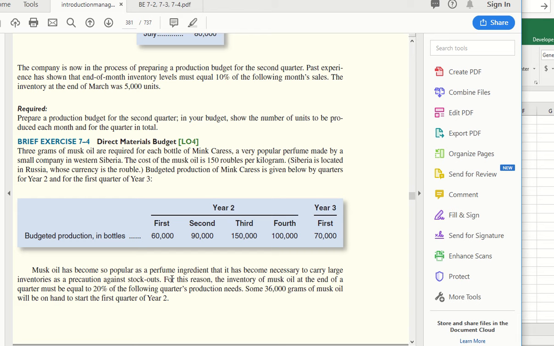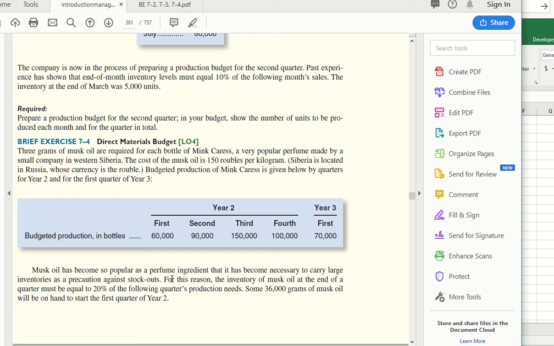Okay, so they have 36,000 grams of musk oil, right? That was the ending amount, which will now become our beginning inventory. And they need 20% of the following quarter's inventory as their ending inventory, right? So not only do we need all of the production amount, but also 20% as excess stock for this product.